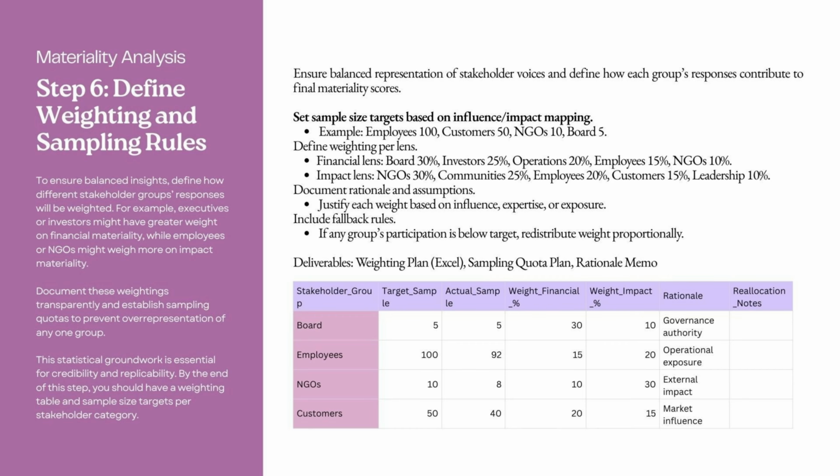Fallback rules are also defined at this stage if participation from any stakeholder group falls below the target sample size. Weights are redistributed proportionally to ensure the overall integrity of the scoring remains intact. The deliverables from this step include a weighting plan, a sampling quota plan, and a rationale memo documenting the logic behind the weighting and reallocation decisions.